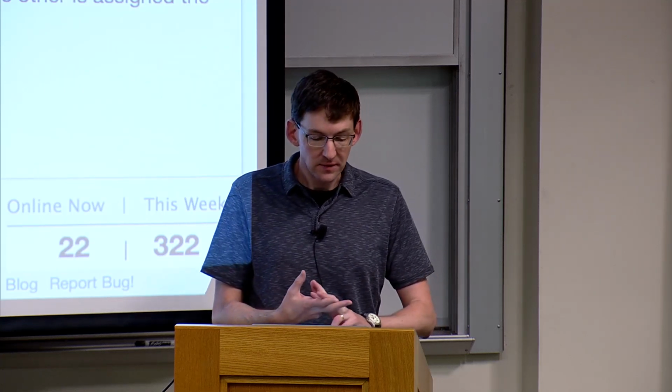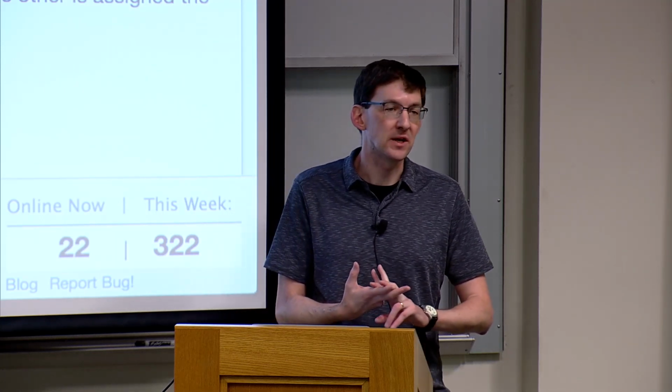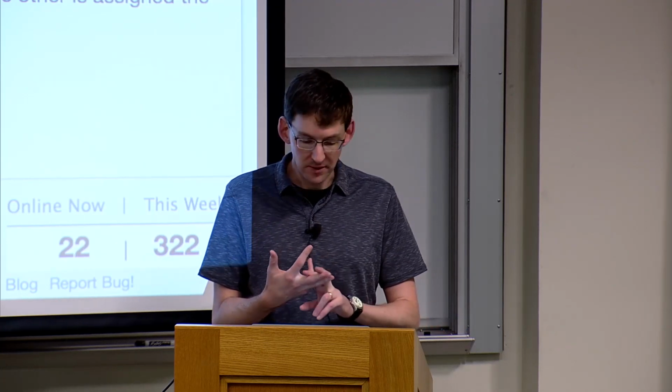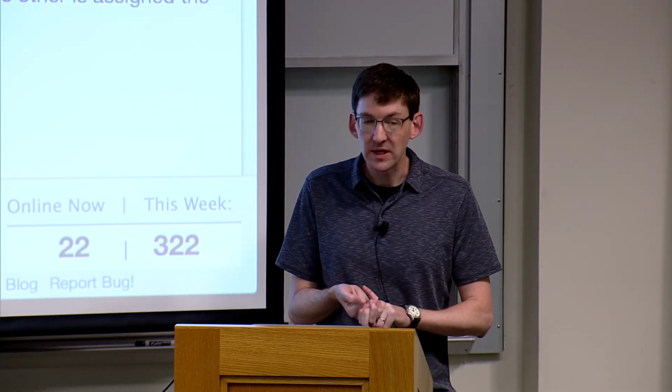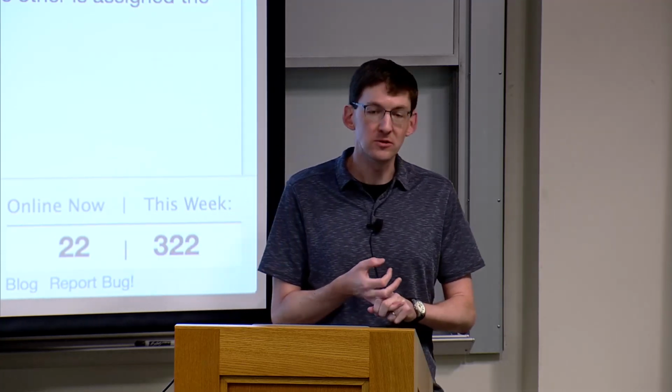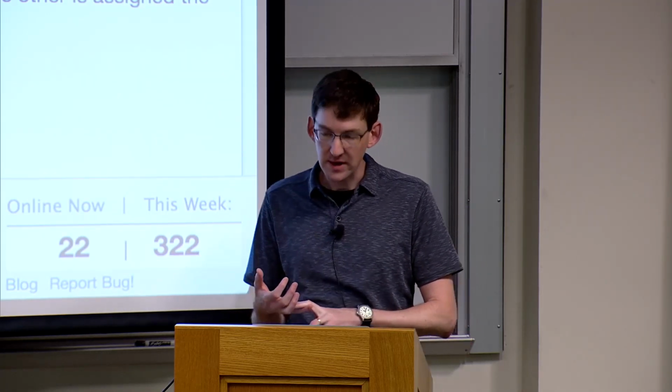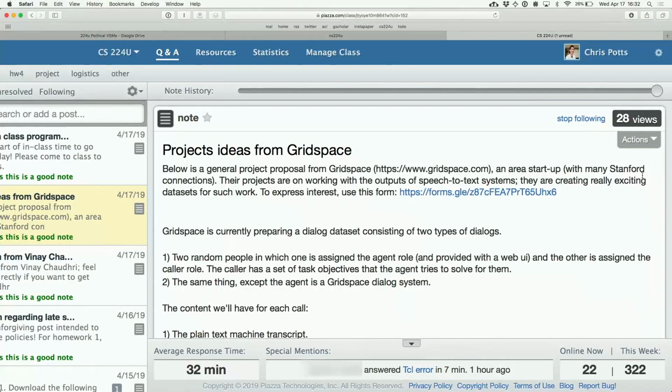This first one is from the people at GridSpace, which is an area startup that does a lot of speech-to-text work. They have lots of Stanford connections as well. Some of you might have encountered them. They're developing some new data sets that are going to be quasi-public, not protected data, so it's pretty free use. And they're around dialogues, and at least part of those are people interacting with artificial agents. So if you're interested in that project, they have this Google form that you could fill out, and then I think they'll get in touch with you about sharing the data and so forth.